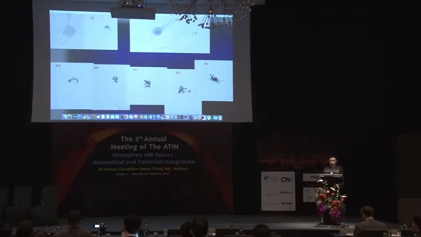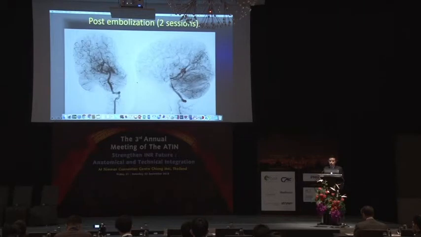So we embolized here for 2 sessions, the direct fistula and multiple feeders. After these 2 sessions of embolization, you can see the flow of the VGAM is much decreased, with a little bit of residue.